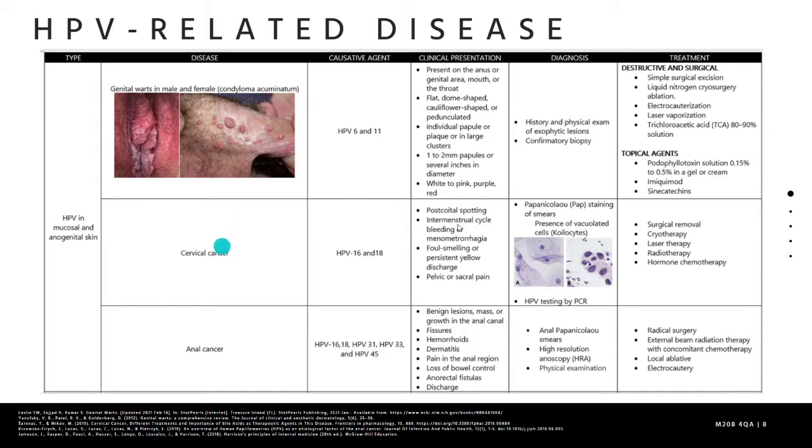For cervical cancer, it can manifest as postcoital spotting, intermenstrual bleeding, foul-smelling or persistent yellow discharge, and or pelvic or sacral pain. And then you can diagnose it via Pap staining of smears. In infected cells, you are going to see koilocytes, which is a type of epithelial cell that develops following HPV infection. And then you can also do HPV testing by PCR. The choice of cervical cancer treatment may include cervical removal, cryotherapy, laser therapy, radiotherapy, and hormone chemotherapy, depending on factors like stage of disease, type of tumor, and degree of tumor differentiation.